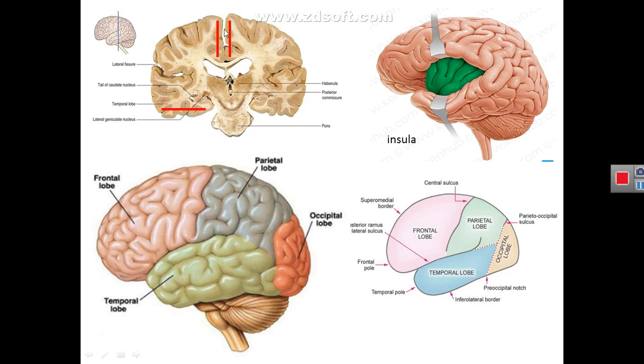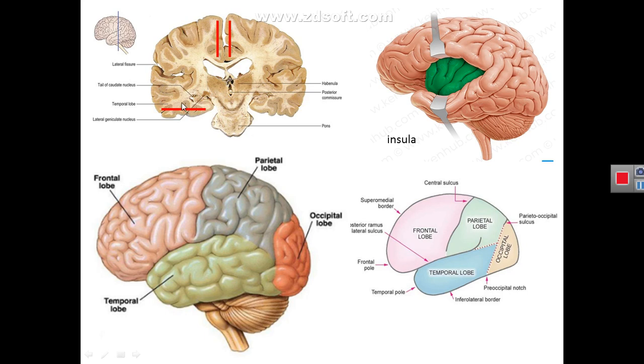You can see that the right and left medial surfaces are divided by the longitudinal fissure between the two hemispheres, the right and left hemisphere. These three surfaces, the medial, inferior, and superolateral, are divided by three borders. This border is the superomedial border, while this border is the inferomedial border, and this border is the inferolateral border.